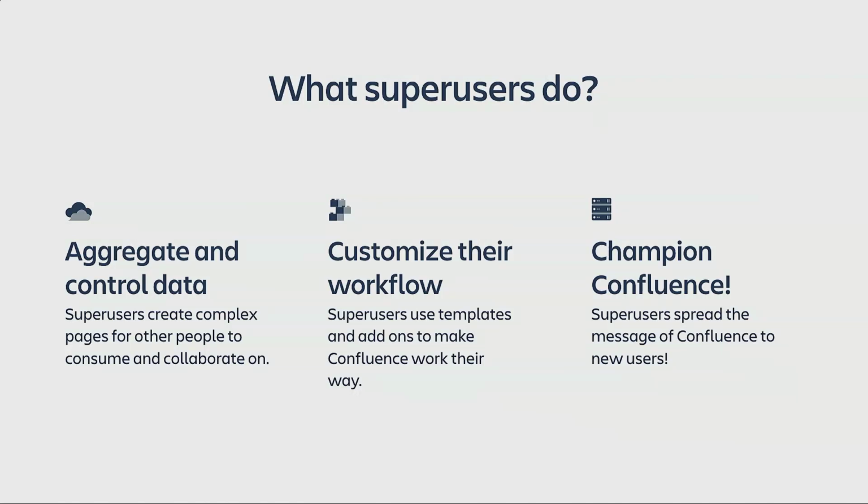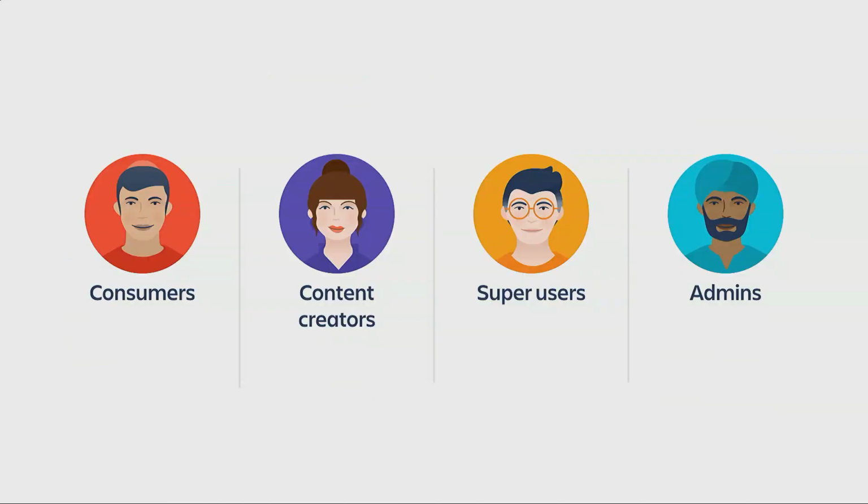Super users also customize their workflow. They use templates and they use add-ons to make Confluence work their way. The more powerful they are, the more effective they are at their job. And Confluence helps them do that, and all the apps can do that. And the one other thing that super users often do, they're the biggest fans of Confluence. They spread the message of Confluence to different users. Often when they join new companies, they then may become either admins, or sometimes the admins are working for them, and they bring Confluence to a new organization because they're the biggest fans, and they want to actually get Confluence installed in a company where it's not using it yet.